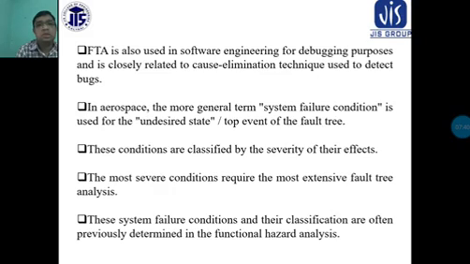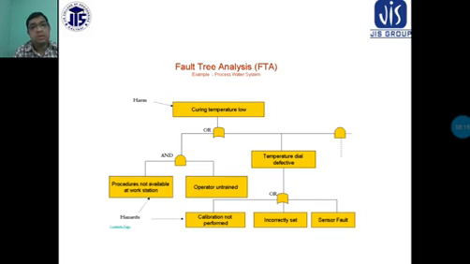Those conditions are classified by the severity of their effects. The most severe conditions require the most extensive fault tree analysis in the aerospace industry. We can also see that the system failure conditions and their classifications are often previously determined in the functional hazard analysis, as you can see in the figures, where different types of hazards come up.